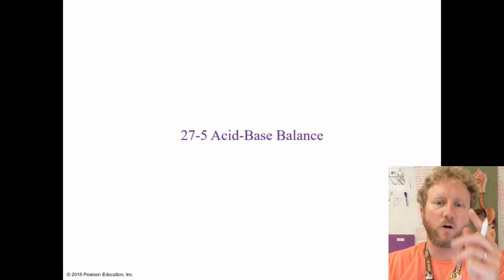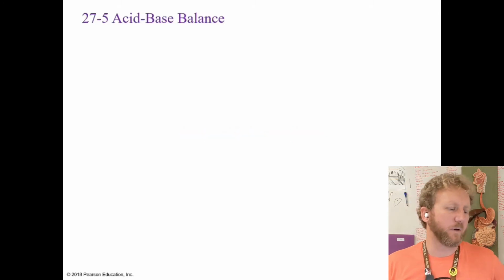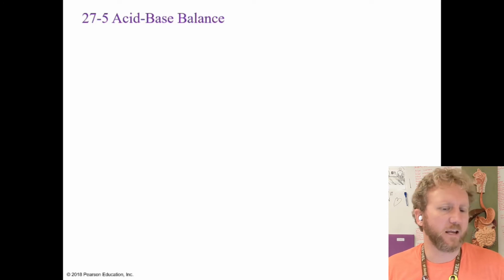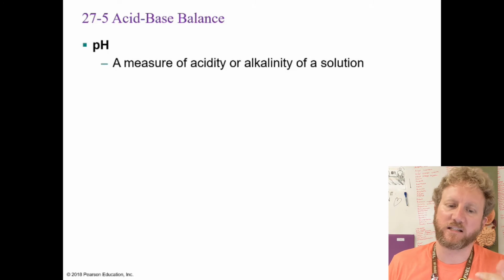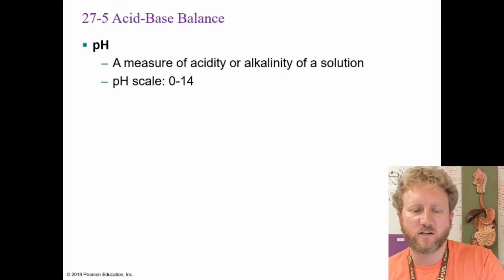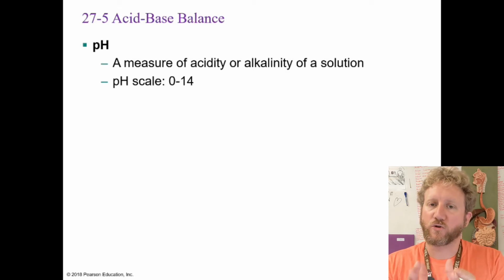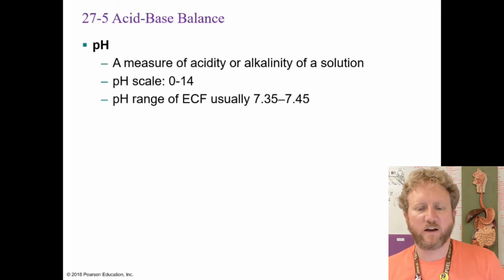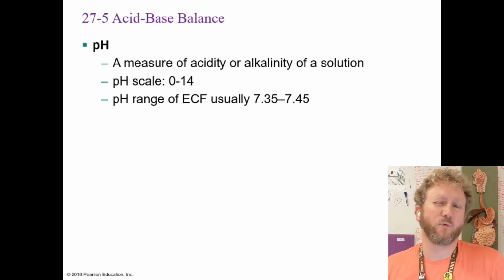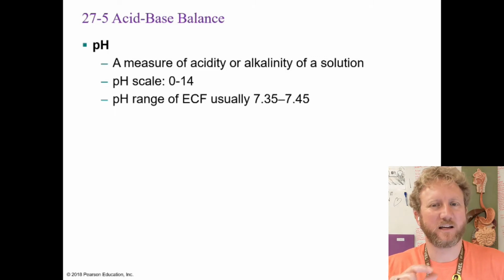All right, third one, we have acid-base balance. When we're talking about acid-base balance, we're talking about things like pH, which is a matter of how acidic or alkaline. Acidic is less than 7. Alkalinity is greater than 7. pH is 0 to 14. The closer towards neutral, which is 7, the weaker you are; the farther away, the stronger you are. ECF ranges are usually 7.35 to 7.45, very narrow, very close to neutral, slightly basic.